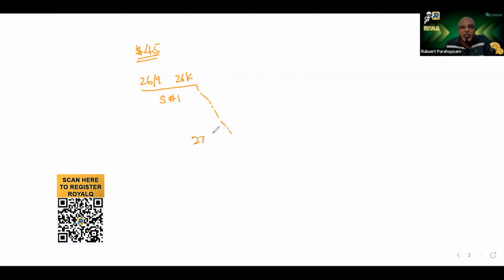On 27/9, let's say it went down to 25K. So the signal that you took earlier, this trade will be floating. Never mind, let that float. What you do is you take your second signal here. You use $15 here, so you still have $30. So this is your second signal. This is day 2.